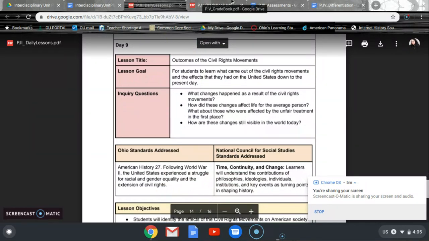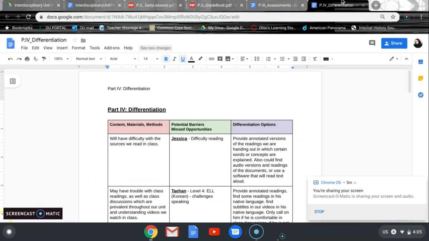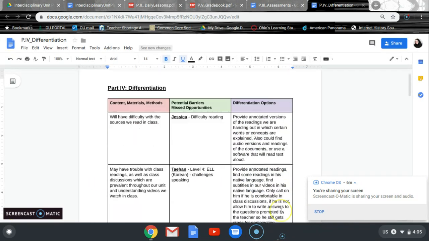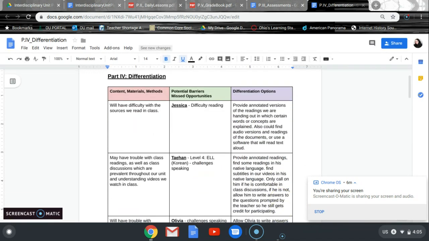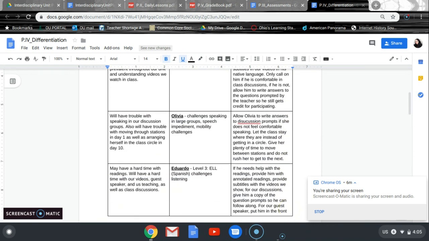We also have differentiation that can assist us. So Cody came up with some ideas here about providing annotated versions for those students that may need that with difficulty reading or that are English language learners. So that's a big thing that we want to include, is annotated readings, and also a lot of discussion. Discussion won't only help those that are challenging to read or write, but it will also help the whole class understand and share their opinion, which scaffolds to the day 10 summative assessment.